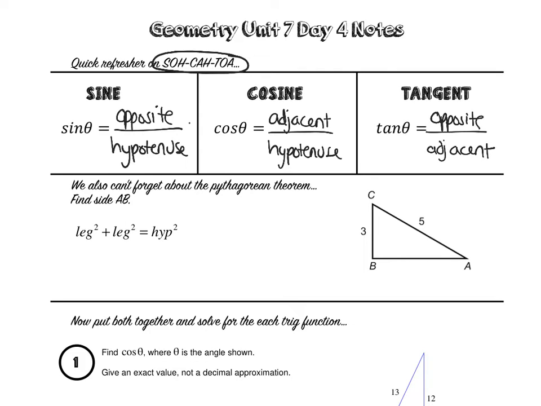So you either got to remember these or use your cheat sheet so you can try to figure it out. But remember, these only work with right triangles. Same with the Pythagorean theorem. We can't forget that one. So leg squared plus leg squared equals hypotenuse squared.